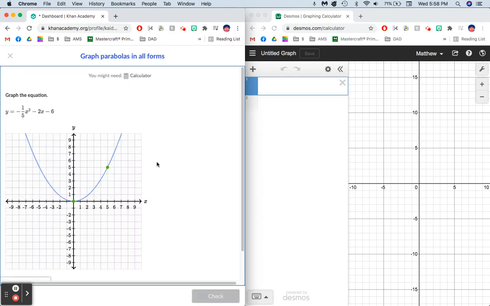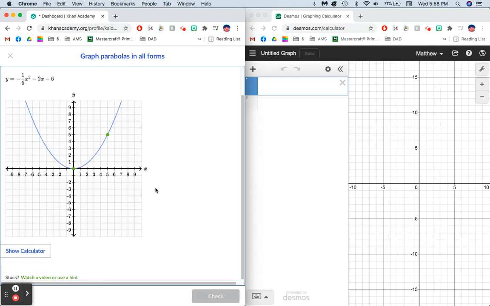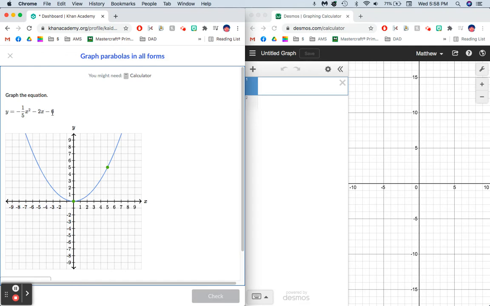Graph parabolas in all forms. Hopefully, we'll get one of each. So this one is what? Standard form. Okay, so for any form, really, what we want to do is find the vertex, graph another point, and we know that point is going to be symmetrical over the axis of symmetry, so we should be good.